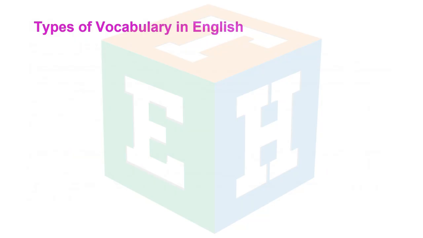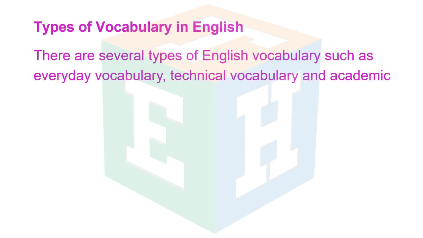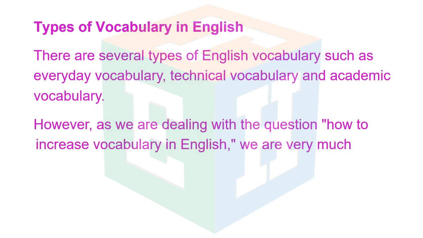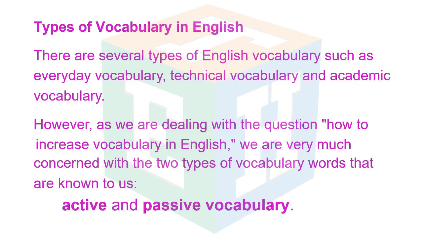Types of vocabulary in English. There are several types of English vocabulary, such as everyday vocabulary, technical vocabulary, and academic vocabulary. However, as we are dealing with the question, how to increase vocabulary in English, we are very much concerned with the 2 types of vocabulary words that are known to us: active and passive vocabulary.